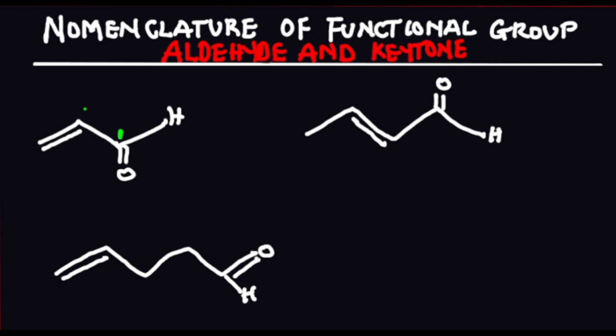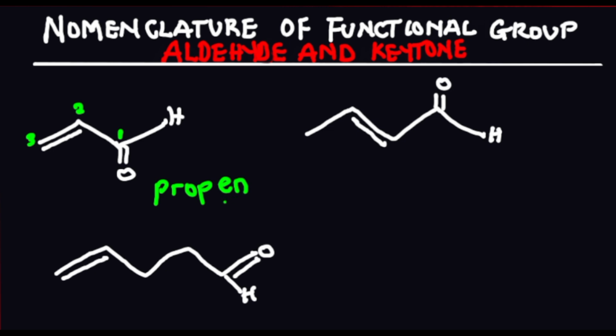I'm going to have carbon 1, carbon 2, and carbon 3. So I'm having a double bond in between carbon 2 and carbon 3. Since we are having 3 carbon atoms here, that basically means this is going to be prop, right? And in that case, I'm not having any attachment. So in that case, I'm going to have propene.